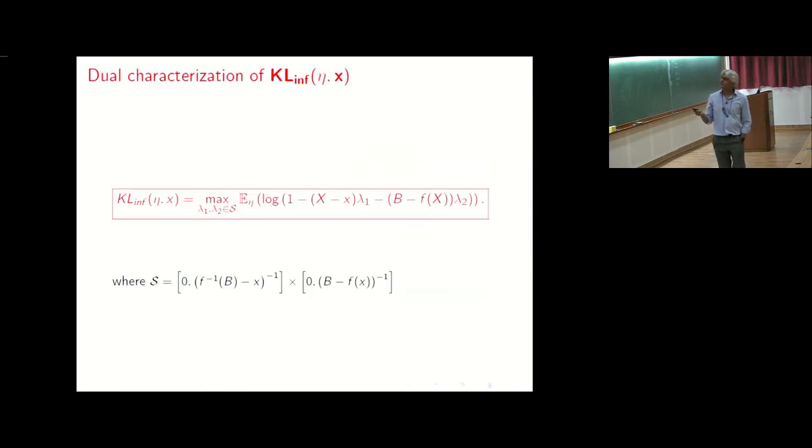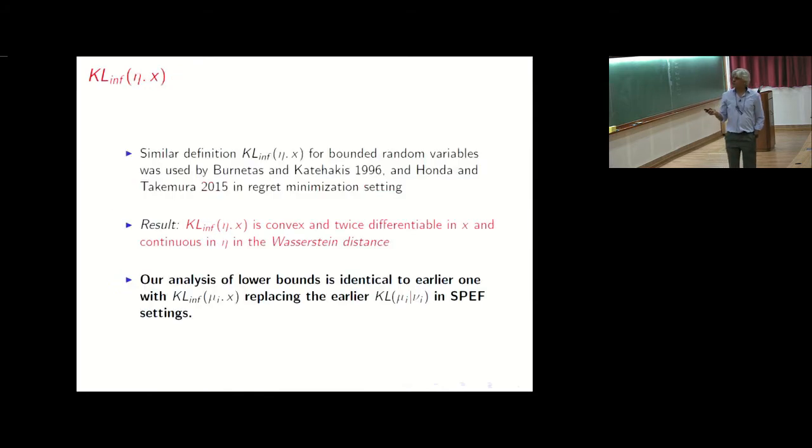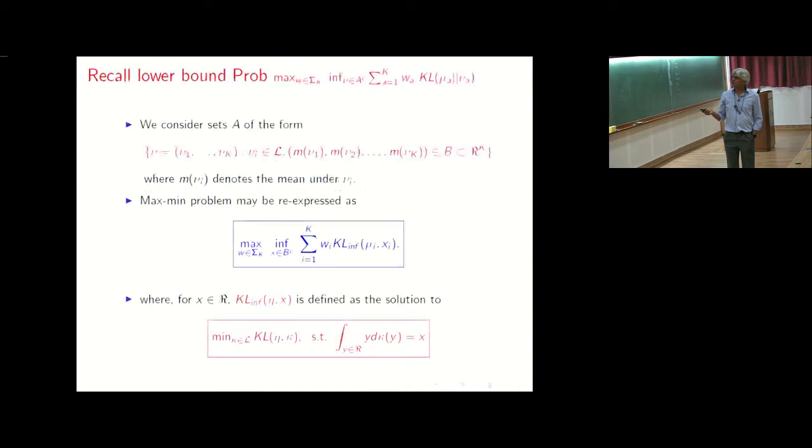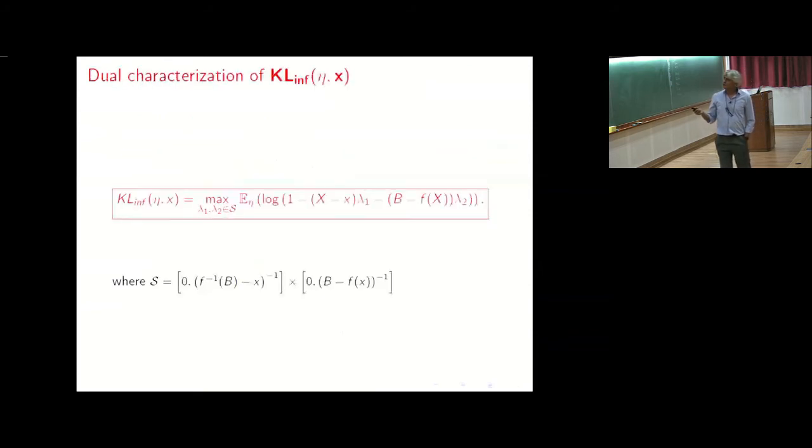So anyways, let me just say a few things. The problem now is that we need to solve this lower bound extensively to have an upper bound algorithm. So we need to be able to compute these things. For that, this dual representation becomes quite useful. So KL_inf(eta, x), recall, is again a solution over all probability distributions which lie in the set L.